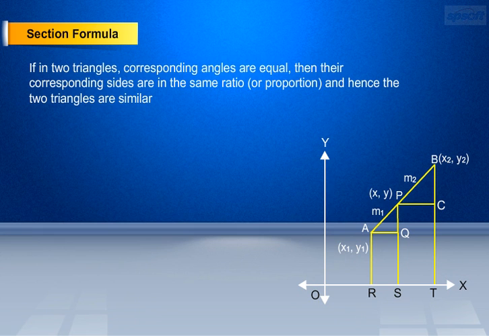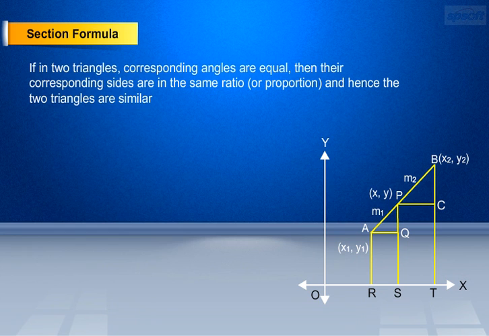Similarly, from the figure, PCTS is a rectangle, so we have PC equals ST. From the figure we can see that ST equals OT minus OS. As we have OT equals x2 and OS equals x, therefore ST equals x2 minus x. This implies PC equals x2 minus x, since PC equals ST.